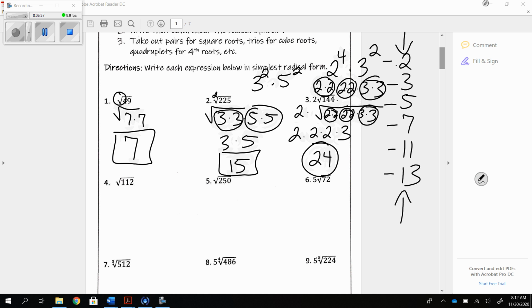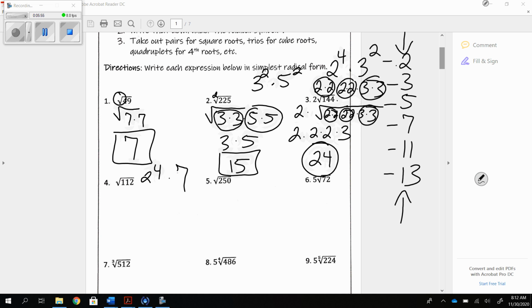All right. Moving on, number 4, the square root of 112. Again, we type in menu 2, 3. Our factor is 112. Hit enter. This is what we got. 2 to the 4th times 7.